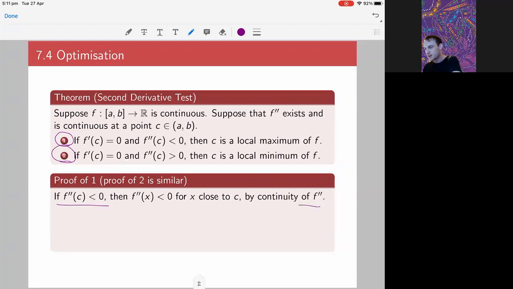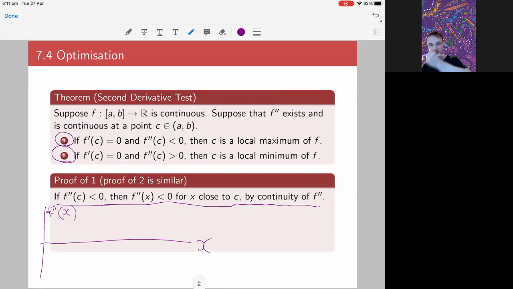Now, this is why we need continuity. This is another one of those things which is obvious to some extent, but needs to be stated carefully. If the second derivative is negative at C, then it's also negative for values of x which are close to C. So what do I mean by this? Well, if I do a graph, let's put x on the x-axis and let's put the second derivative on the y-axis. Let's say I've got B, A, and C here.